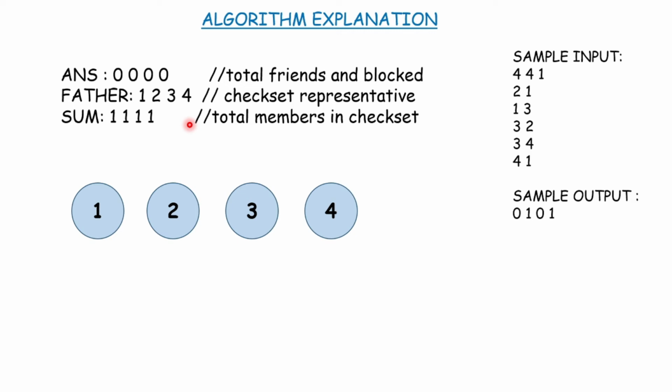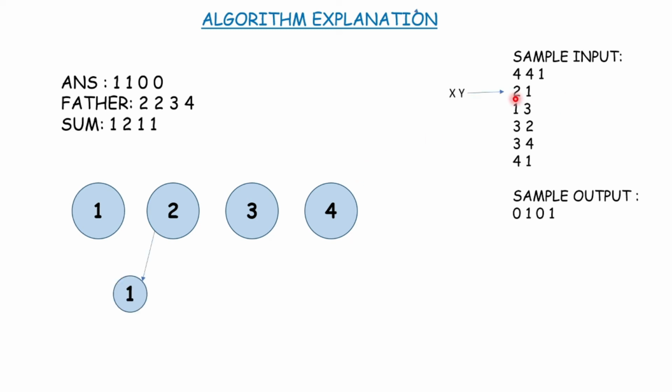Now let's see how these three arrays change as we take the input. For the first S cases, we will take the input one by one. The first input states that 2 is connected to 1. That means we can say 2 is a parent of 1. So in the sum array, we know that the check set represented by the node value 2 has two nodes, so we have incremented it to 2. In the father array, we have changed 1's father to 2. And the answer we have again changed, because 1 contains one friend and 2 contains one friend relationship.